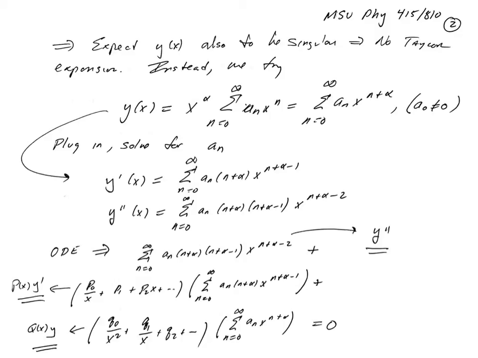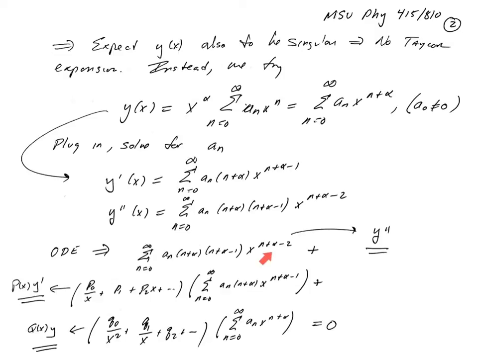We plug these into the ordinary differential equation. Here's the y double prime term. Here's p of x, where we've plugged in our power series expansion for p of x. Actually, we've plugged in our power series expansion for x p of x and divided by x, times y prime. And here is the term involving q of x times y. The sum of this plus this times this plus this times this has to equal 0.